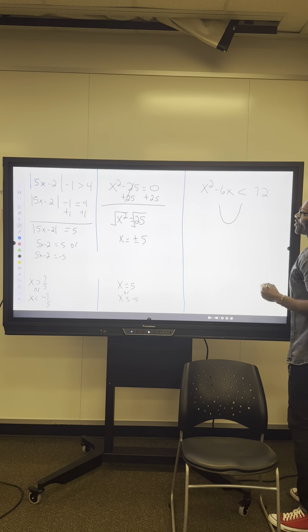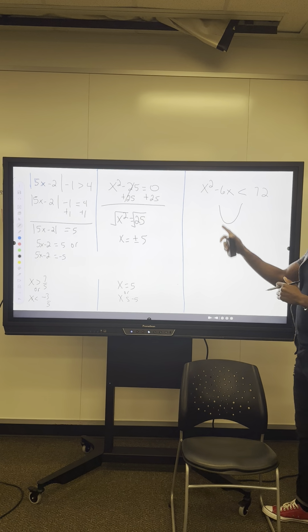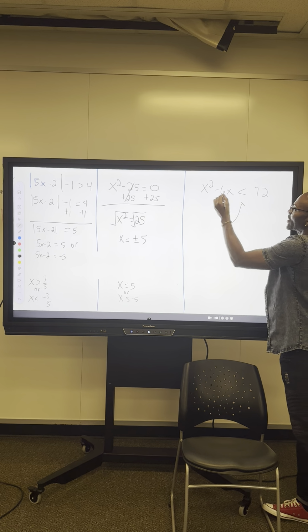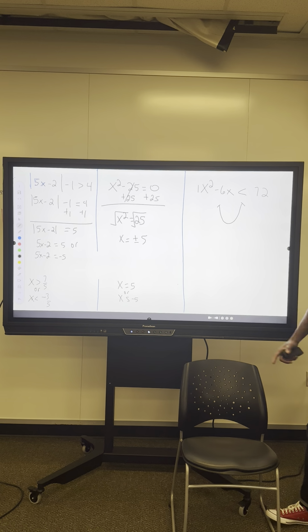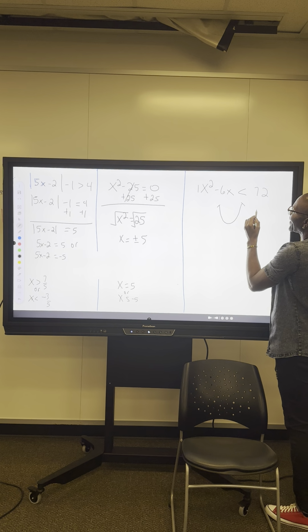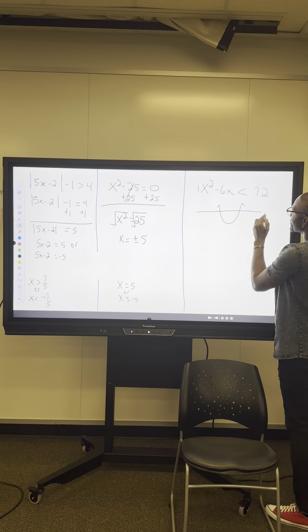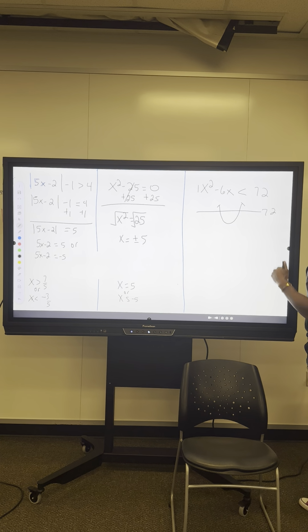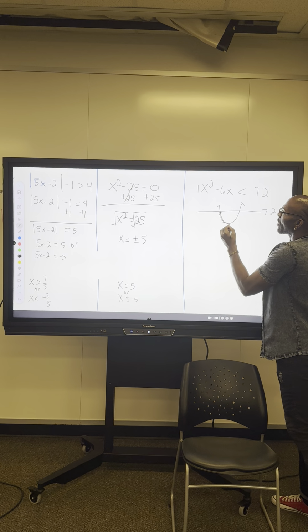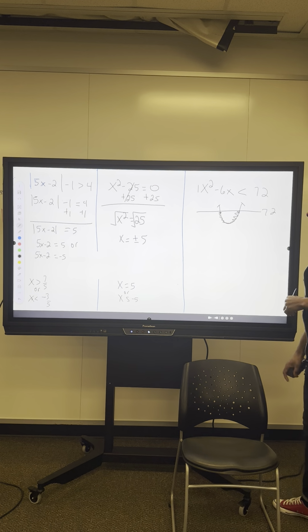This is what the quadratic function looks like. And since it's positive, we know it opens up, because the leading coefficient is 1. 1 is positive, so we know our graph is going to open up. And it says, I want to find out when this graph is less than 72. So let's just say this line was 72. If I want to find out when the graph is less than 72, that means it's going to be all these numbers down here.